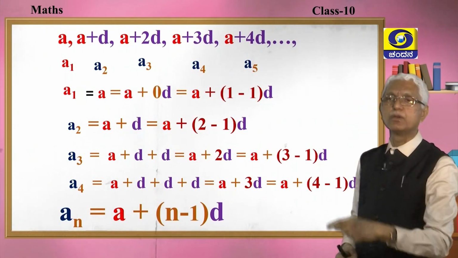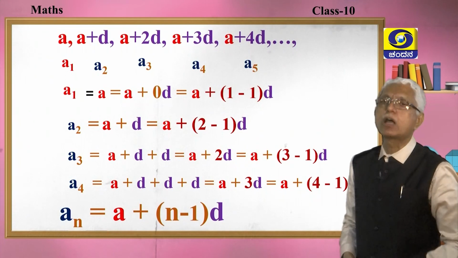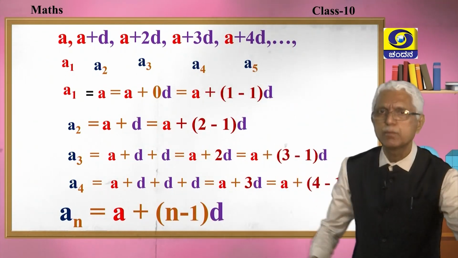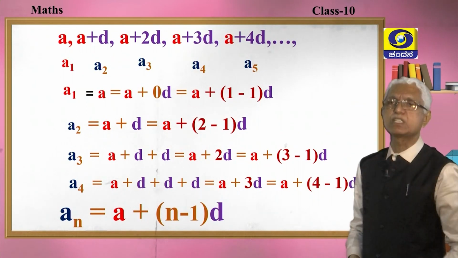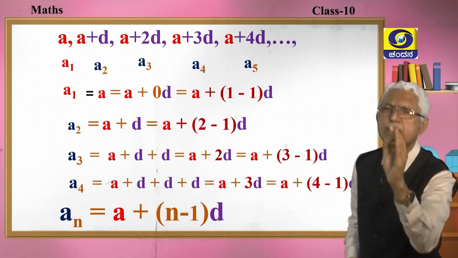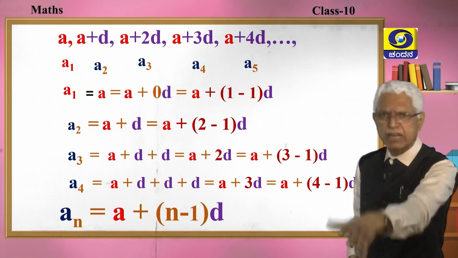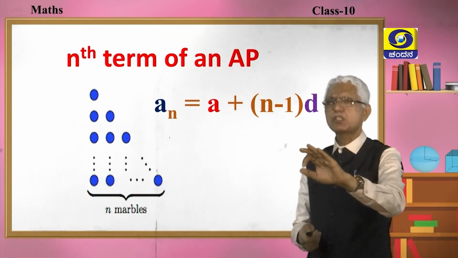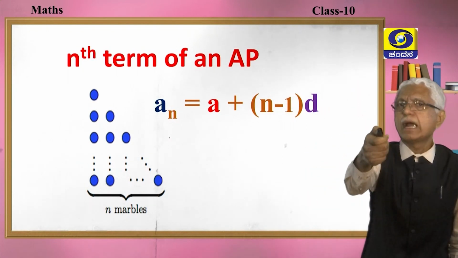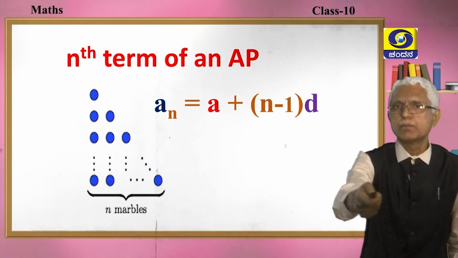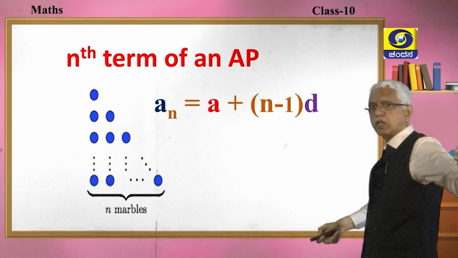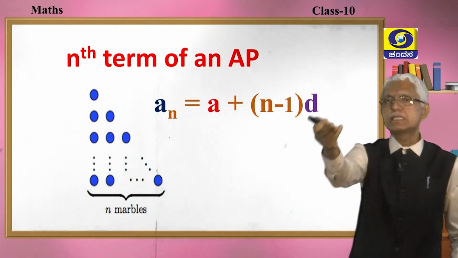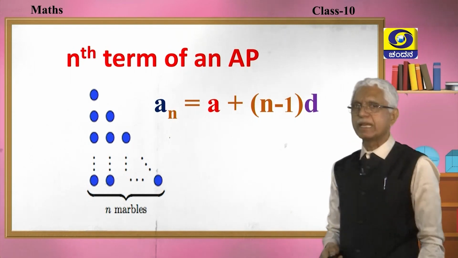This is the formula which will help you to write down or to find out any term of any given AP. Okay? Beautiful. An is equal to a plus n minus 1 into d. It is a very sacred formula, a very important formula to find out the nth term. Just to recapitulate, you had 1 marble, 2 marbles, 3 marbles, and number of marbles goes on increasing. How many marbles will be there in the last row? It is given by an is equal to a plus n minus 1 into d.